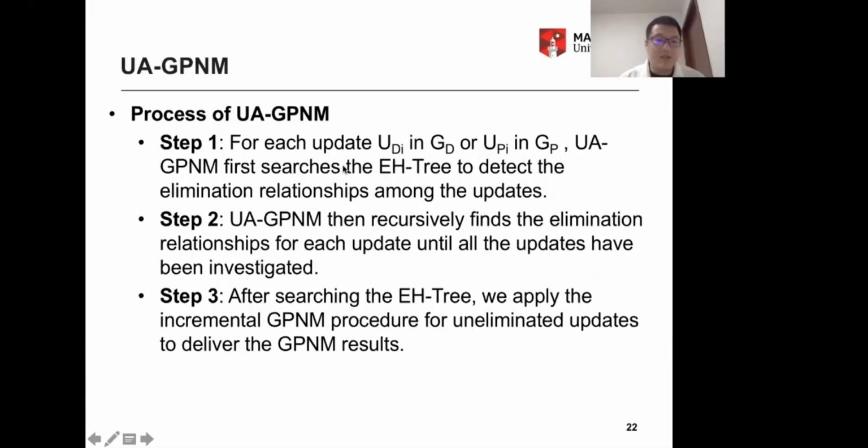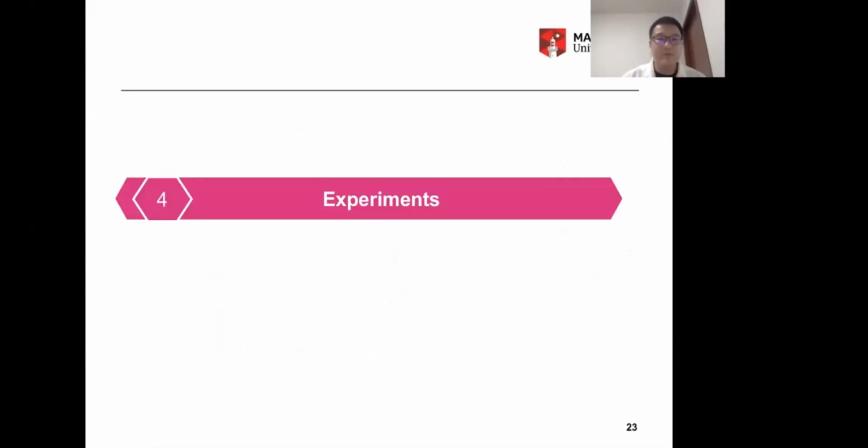The final process of UA-GPNM is that for each update, we first search the EH tree to detect the elimination relationships. And then we recursively find the elimination relationship for each update. After searching the EH tree, we apply the incremental GPNM procedure for uneliminated updates to deliver the GPNM results.